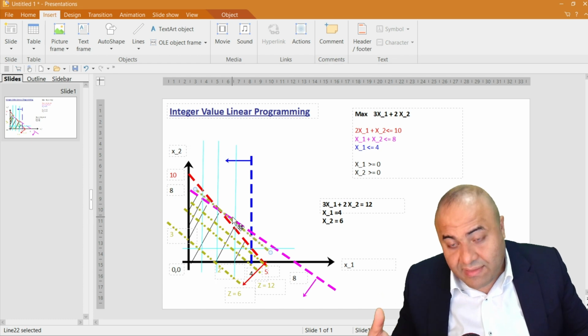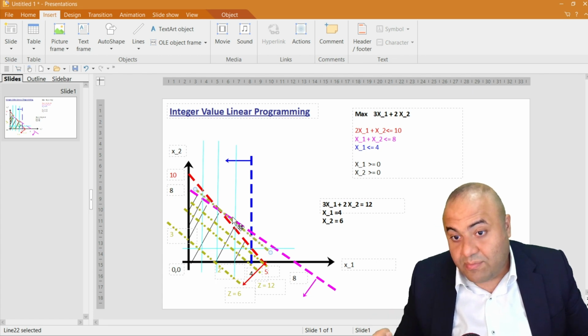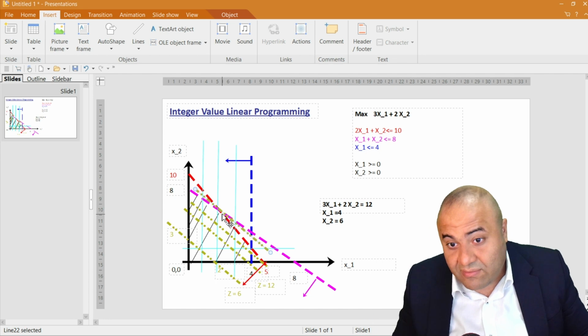However, for this lecture, we only care about integer linear programming, and we will just take a solution that is going to be an integer, which in this case is about here, and the intersection between the integer of x1 and the integer of x2 that is as close as possible to this point.